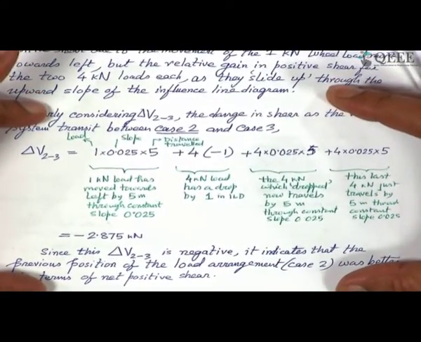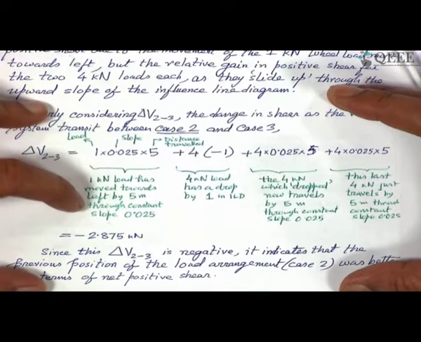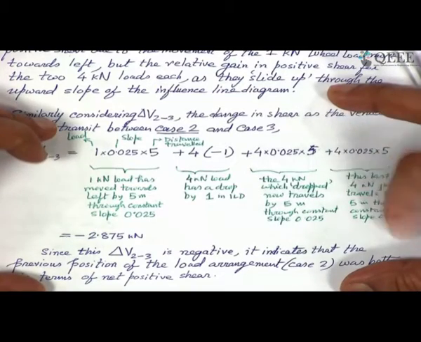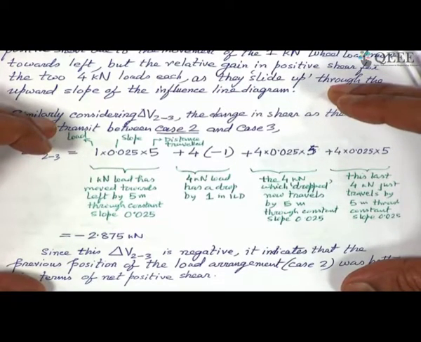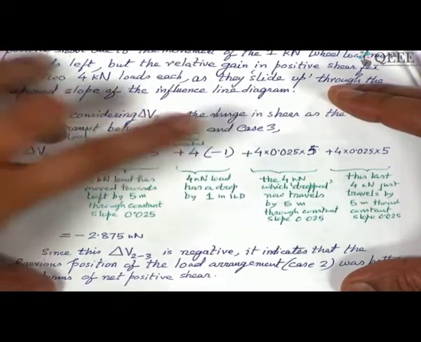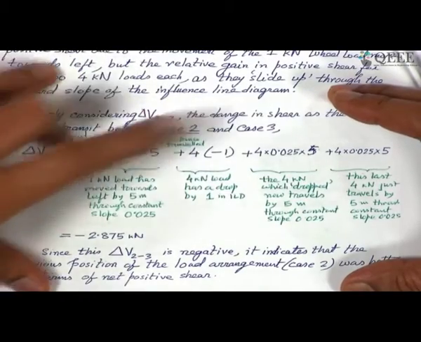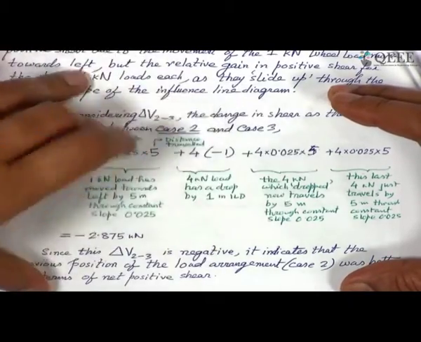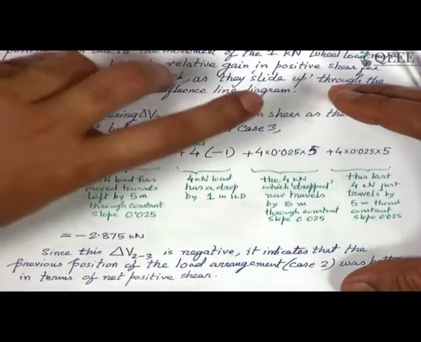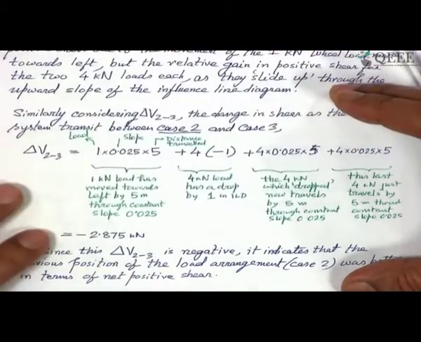You see the class notes. This 1 kilonewton load has moved towards the left by 5 meters through a constant slope of this. This is the explanation I have put in the class notes. You can see what I have already explained. This is the jump, this is the movement, jump, movement, and these are all movement. This is on the negative side and this is on the positive side. That is how it is computed.